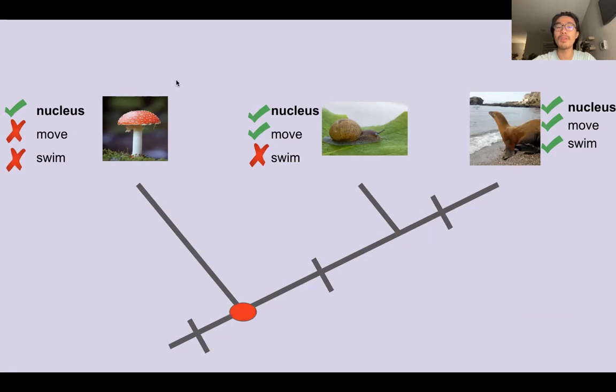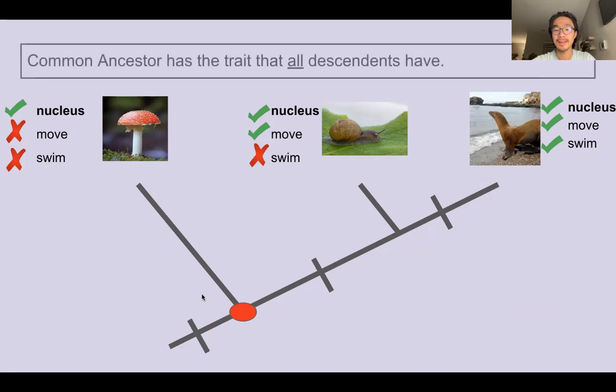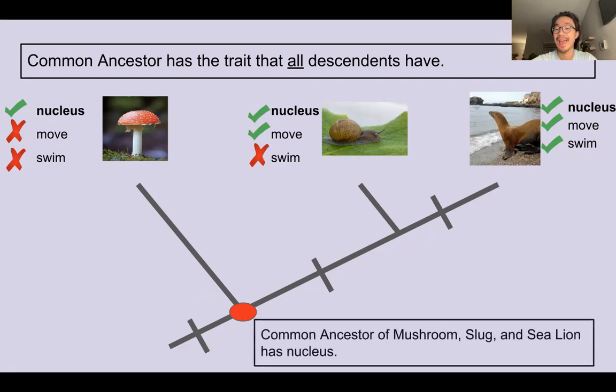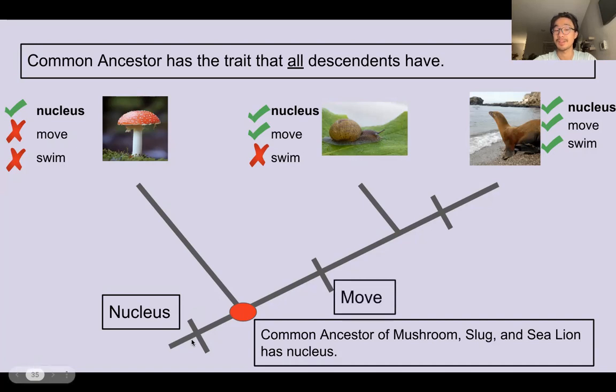Now let's look at all 3 organisms. All 3 organisms have one thing in common. They all have a nucleus in their cell. So that's because they're eukaryotes. So the common ancestor, again, has the trait that all descendants have. So down here, the common ancestor of the mushroom, slug, and sea lion has a nucleus. That's all we can say about that common ancestor. So we know the nucleus evolved before, so it's further down before the branches. So the nucleus evolved. So the common ancestors have a nucleus.